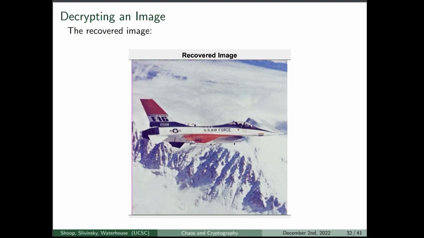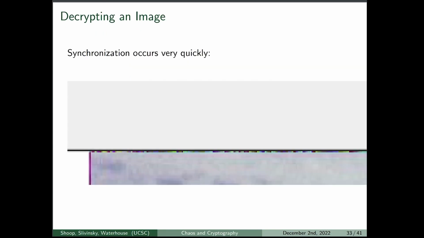Once we have the recovered original image, we can display it, and it looks just like the original image. It is difficult to tell any difference between this and the original. If we zoom into the top row of the image, we can see where the error due to synchronization occurs, and this synchronization happens extremely quickly, as only the first row of pixels are distorted.